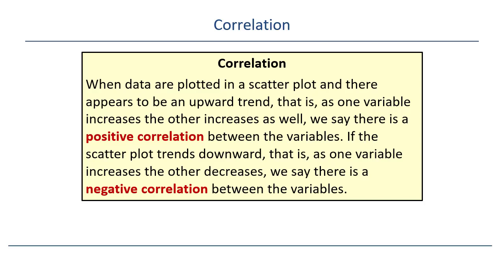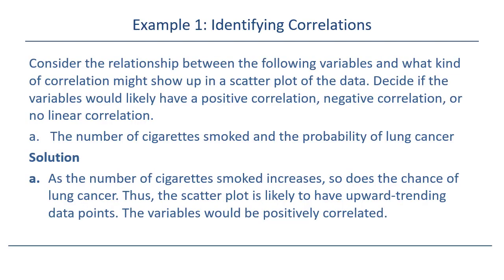A negative correlation means it goes in the opposite direction. As the x value gets bigger, the y value gets smaller. So maybe as miles per gallon goes up, price goes down because people don't want fuel-efficient cars, that kind of thing. That would be a negative correlation.